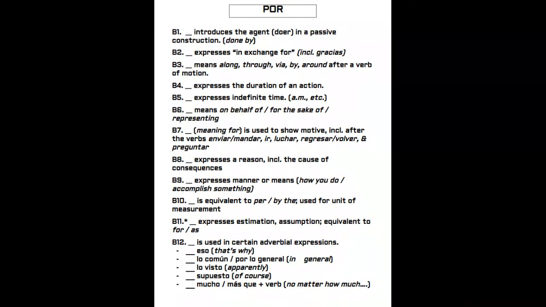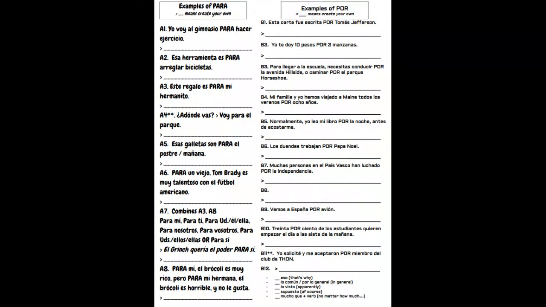Use por, B number 1, to introduce the agent or the doer in a passive construction. Passive voice means instead of saying I bought the pencil, passive voice is the pencil was bought by me. So it puts the person doing the action in a passive phrase as opposed to an active phrase. Okay, so el lápiz fue comprado por mí. Passive voice. Esta carta fue escrita por Thomas Jefferson. This letter was written by Thomas Jefferson.